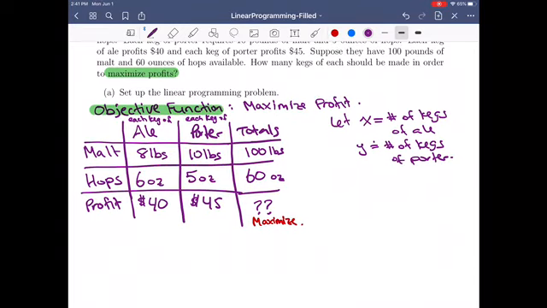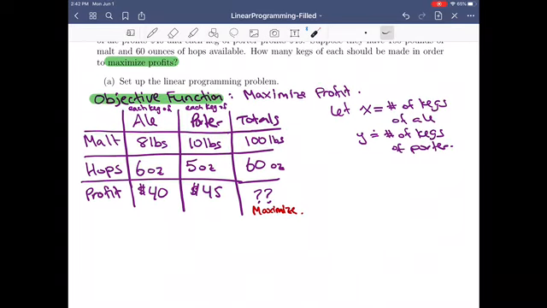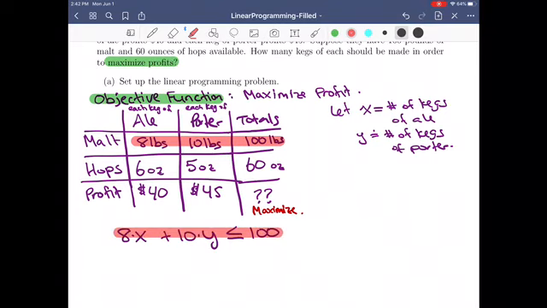Then our table gives us some equations. For each keg of ale, we need 8 pounds of malt. For each keg of porter, we need 10 pounds of malt, but we only have 100 pounds. This row of our table gives us an equation: 8 times the number of kegs of ale, plus 10 times the number of kegs of porter, should be less than or equal to the total amount of malt, 100. That comes from that row there.